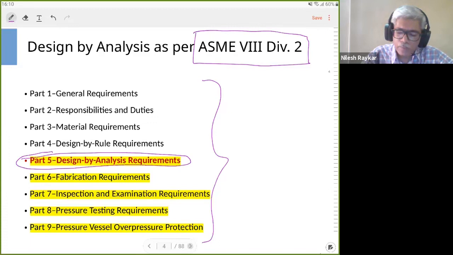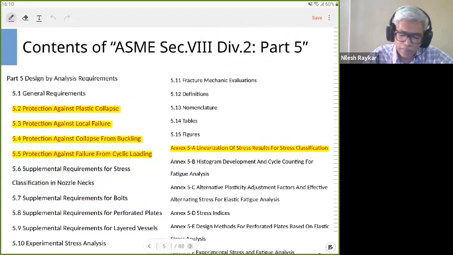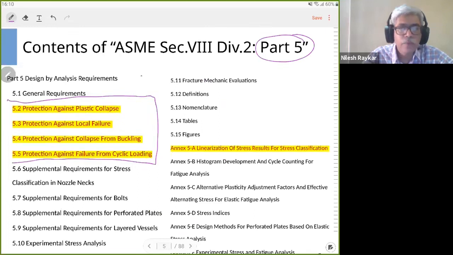Within part 5, there are separate topics, out of which the 4 which I have selected for the classroom discussion are the 4 essential or mandatory checks which need to be done in the design by analysis report. So those 4 we'll be discussing next. There are other requirements as well, but we need not cover them for this course.